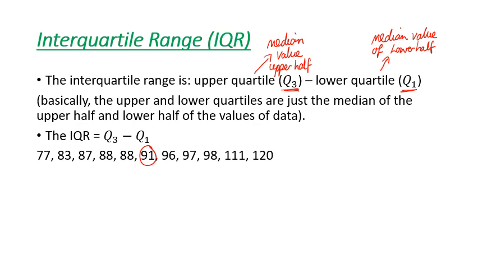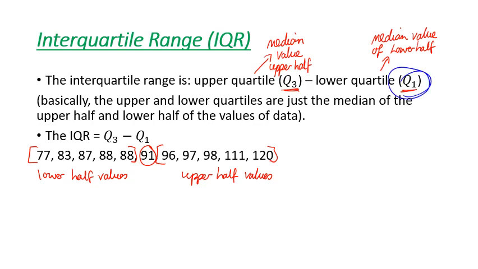Now, if we're trying to work out our Q1 value, our Q1 value is the middle value of the lower half. We don't include our median value unless the median value is actually an average between two values. In this case, it's not. In this case, the median value is 91. It's a specific value, which means that this is our lower half of values, and this is our upper half of values.